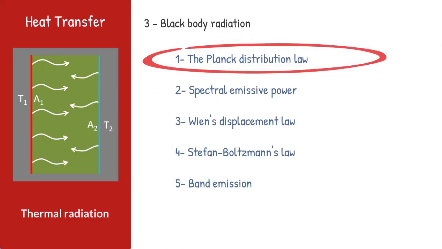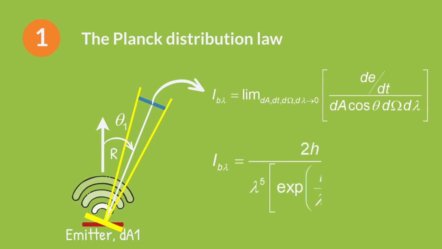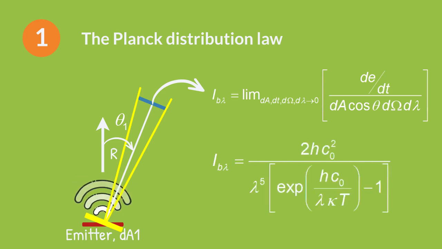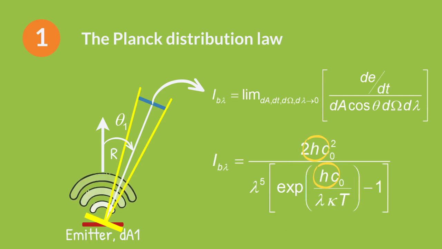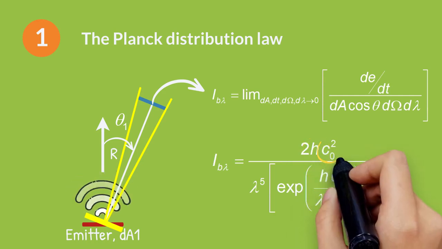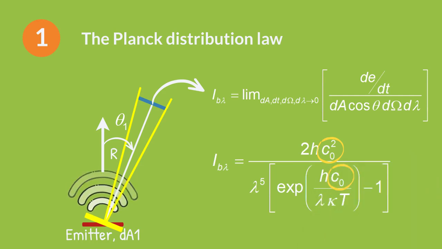The first question to address in this lesson is how to calculate the intensity of the spectral radiation of a black body at a given temperature. Its value is given by Planck's distribution law. It depends on the temperature of the emitter, T, and the wavelength, lambda. The parameters involved are fundamental constants of physics, such as Planck's constant, h, Boltzmann's constant, kappa, and the velocity of light in vacuum, c sub 0.